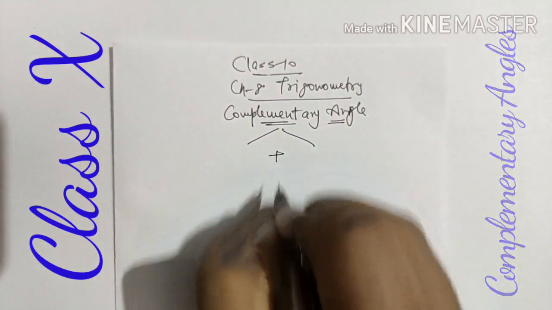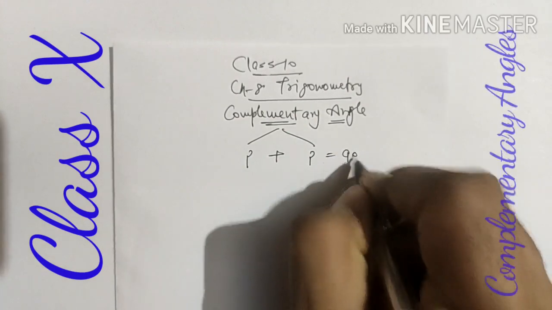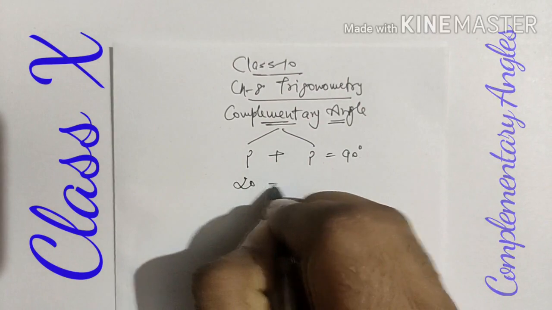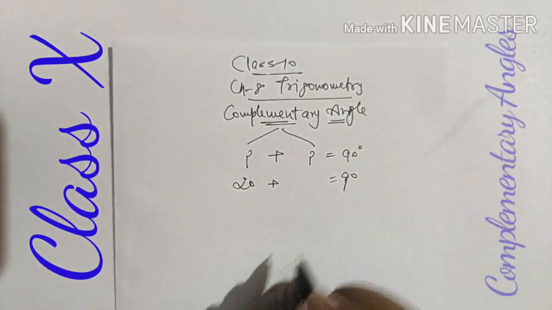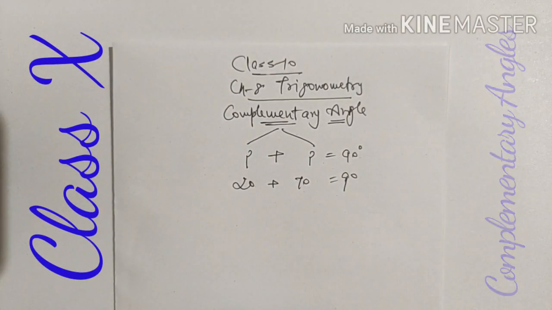It is a sum of two angles which is 90 degrees. For example, if one of the angles is 20, what is the value of the second angle? It should be 70, like this. When the sum of two angles is equal to 90 degrees, then the angles are known as complementary angles.